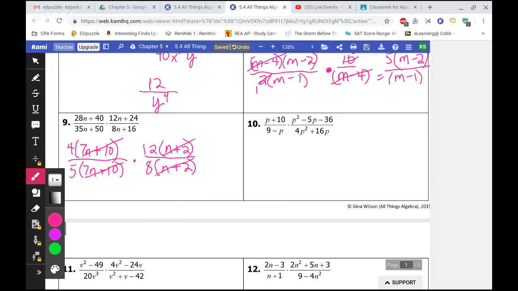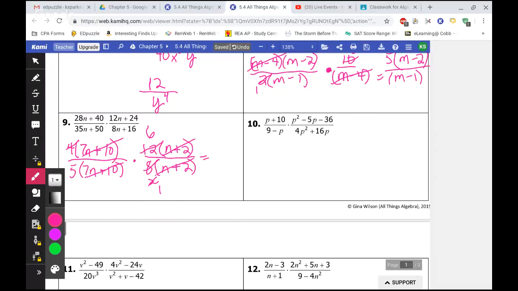So now, vertically, the 7n plus 10 cancels with the 7n plus 10. Okay. And the n plus 2 cancels with the n plus 2. But I look and I see that I've got a 4 here, and that will cancel that 8 out to be 2, right? Yes. And now this 2 will cancel to be 1 with the 6, and that will leave me a 6 on the top. Does that make sense to you guys? Yes.